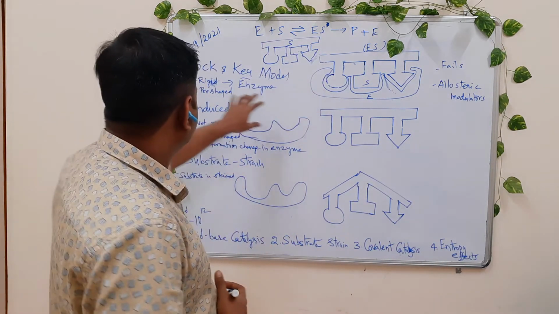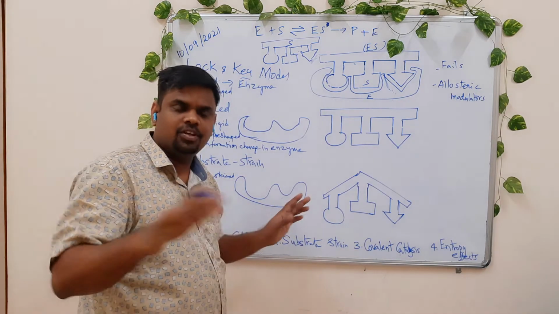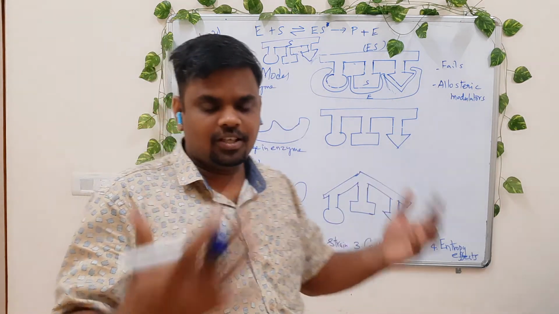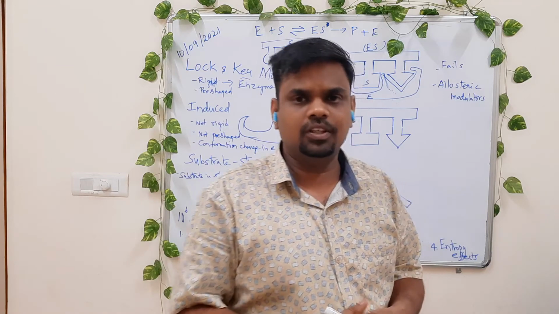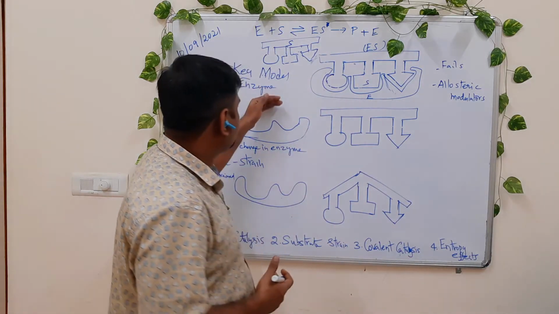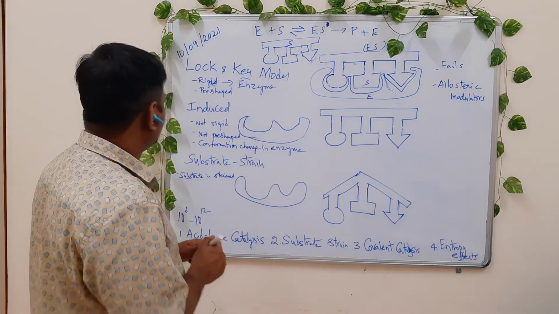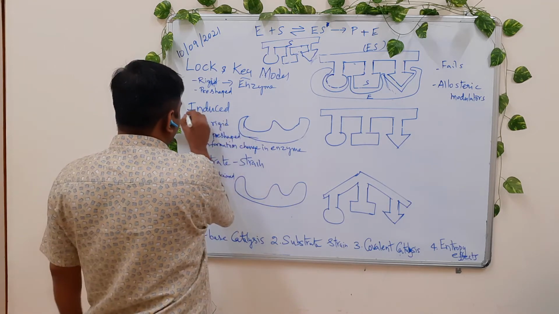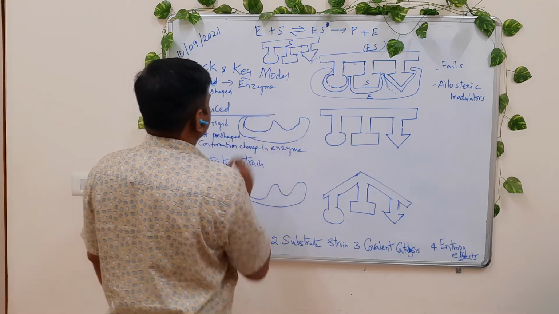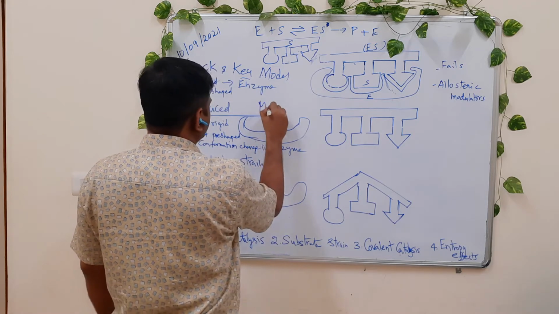So this lock and key method is just the first theory, because in the earlier days this theory was proposed and it was used. Later came the second one, which is called the induced theory, the induced model.